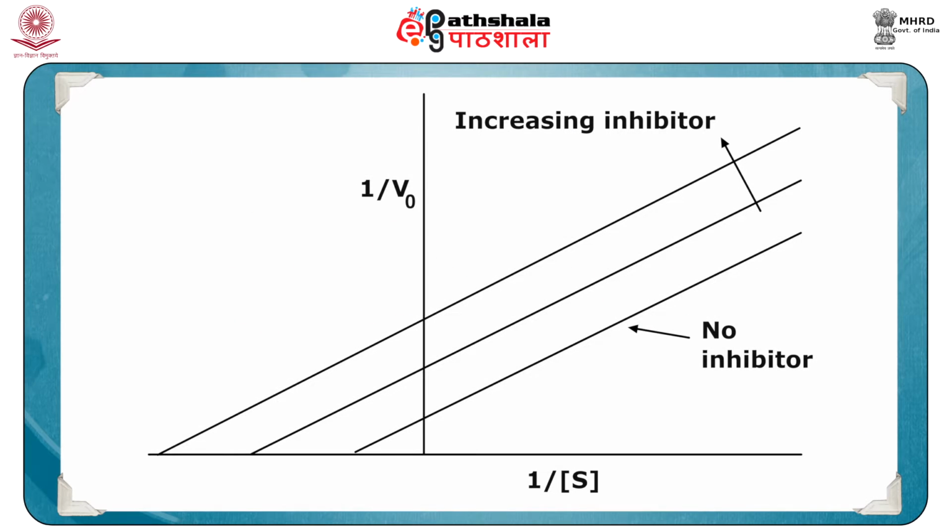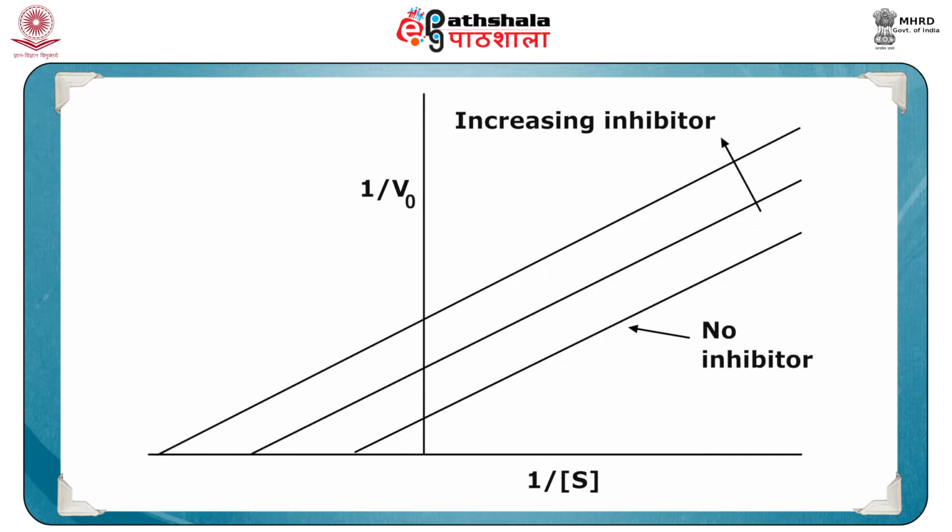A plot of 1 over V0 versus 1 over S in the presence and absence of the uncompetitive inhibitor is illustrated in the graph. As observed in this graph, in the presence of an uncompetitive inhibitor, the parameters of apparent Km and Vmax alter. The lines in the presence of an uncompetitive inhibitor are also parallel.